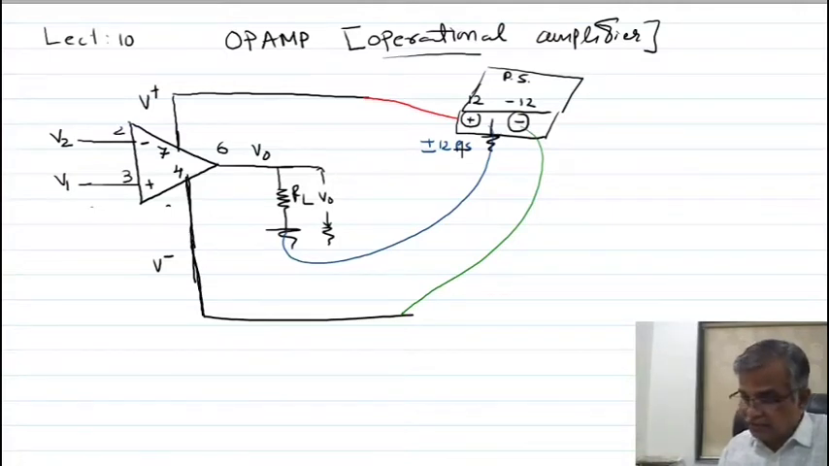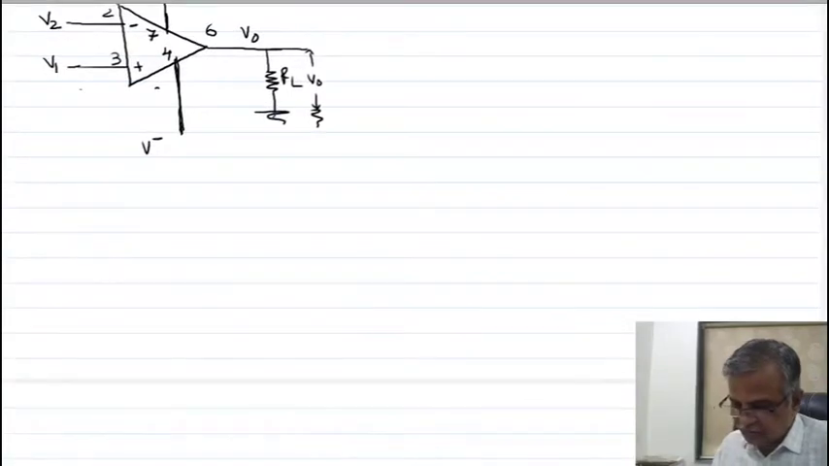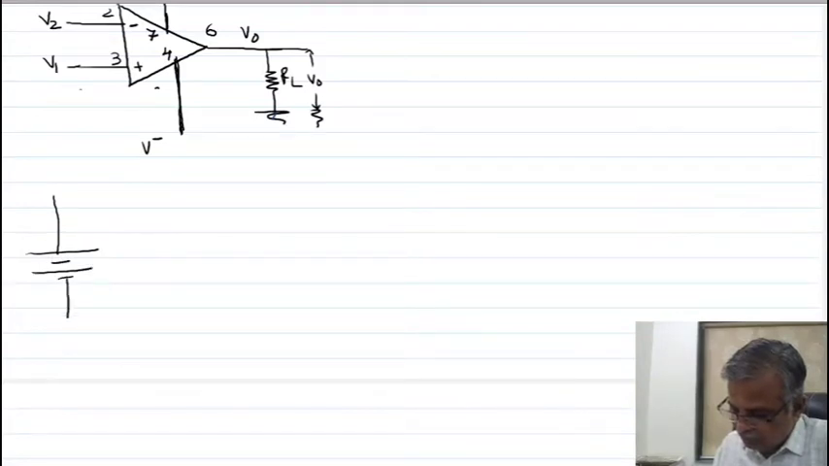The power supply can be prepared in a different way also. I am discussing how you can get plus supply voltage and minus supply voltage from a single power supply. See, I am showing you like this, from a single power supply. Suppose you are having a 24 volt power supply.